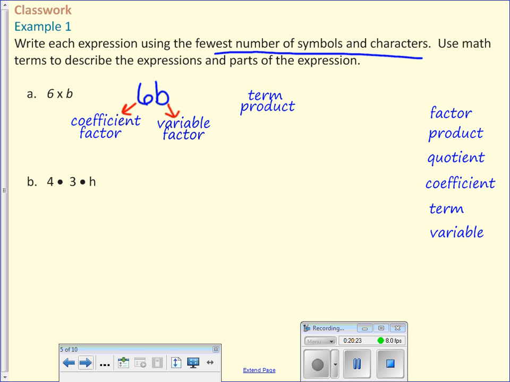Because what's 6 times b? 6b. So that's our answer. We don't know what b is, so we leave it as 6b. So that's our product, because that's our answer.